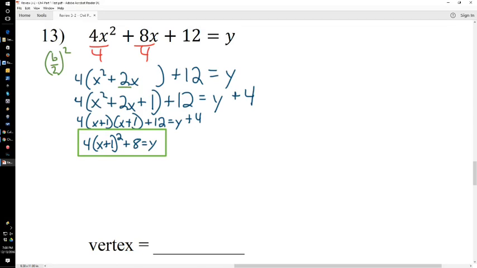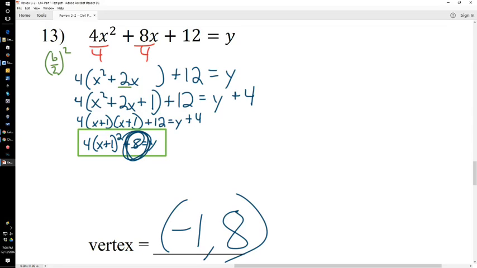In this case, your vertex is at the coordinates -1, 8. Because remember, everything inside the parentheses is x and backwards. Everything outside the parentheses is y and normal.